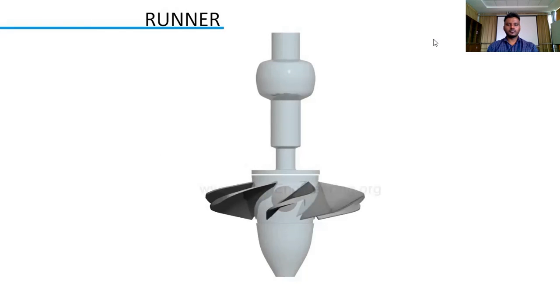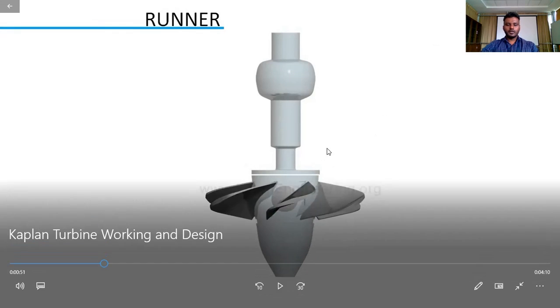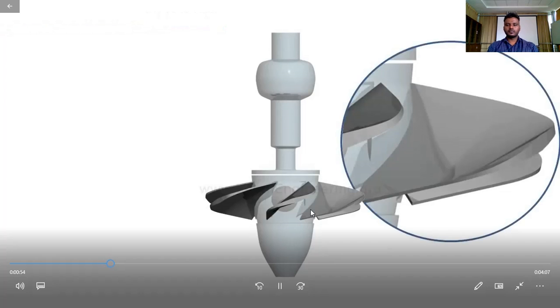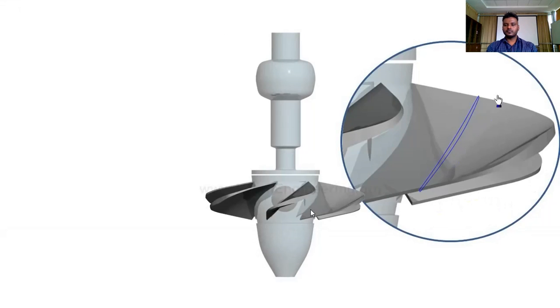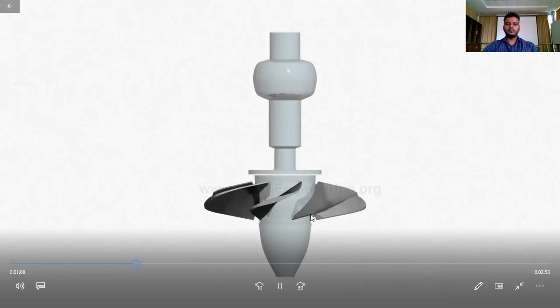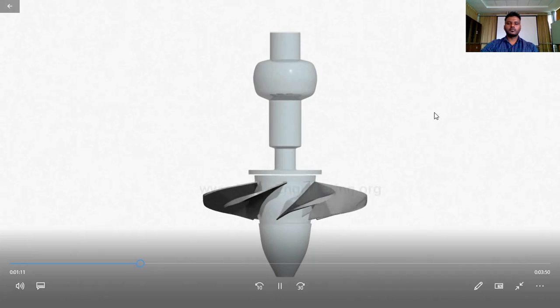The most important part of a Kaplan turbine is its runner. As you can see in this visualization, a number of vanes, or runner blades, are mounted on this shaft. This is the lower end of the shaft, which has a larger area. It is called the hub or boss. The cross section of a runner blade has a curved shape. When water flows over it, it induces a lift force due to the airfoil effect. The tangential component of the lift force makes the runner rotate. This rotation is transferred to a generator for electricity production.